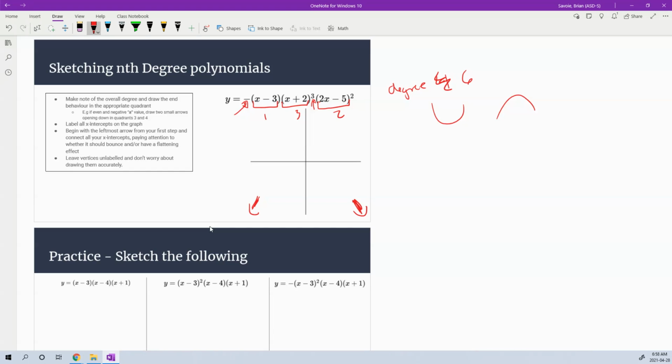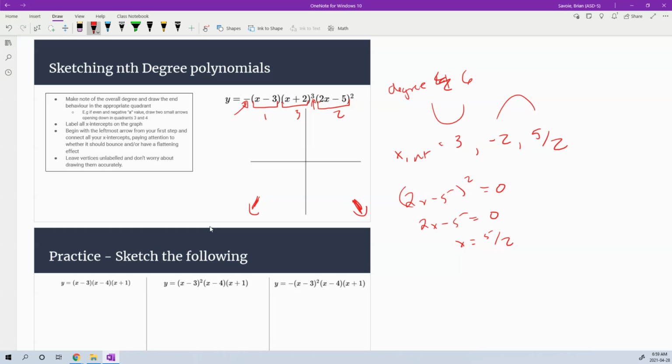So let's figure out where my x-intercepts are. So I've got an x-intercept at 3, at -2, and at 5/2. And if you're wondering how I'm getting 5/2, I'm just saying 2x minus 5 squared has to equal 0, then square root it. 2x minus 5 has to equal 0. x is equal to 5/2 as you isolate.